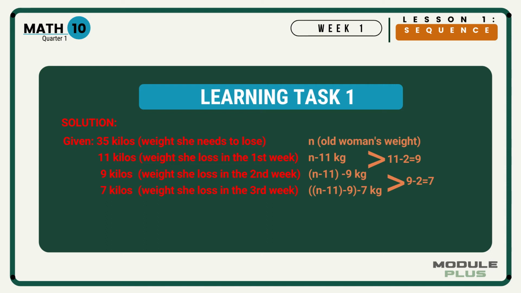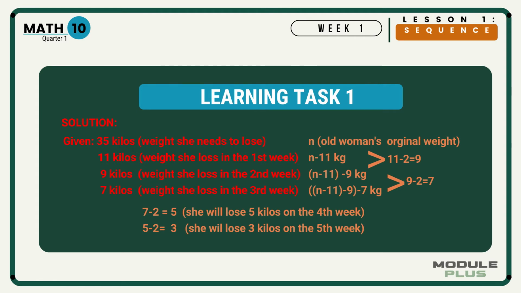Now, if we observe the pattern of the sequence and the interval of each term, we can see that its interval is 2. We just have to subtract 2 from 11 to get 9, and subtract 2 from 9 to get 7. Now that we know the interval, we just have to do the same to the next terms. For the fourth term, we have 7 minus 2, so we get 5. She will lose 5 kilos on the fourth week. For the fifth term, we have 5 minus 2 equals 3. She will lose 3 kilos on the fifth week.